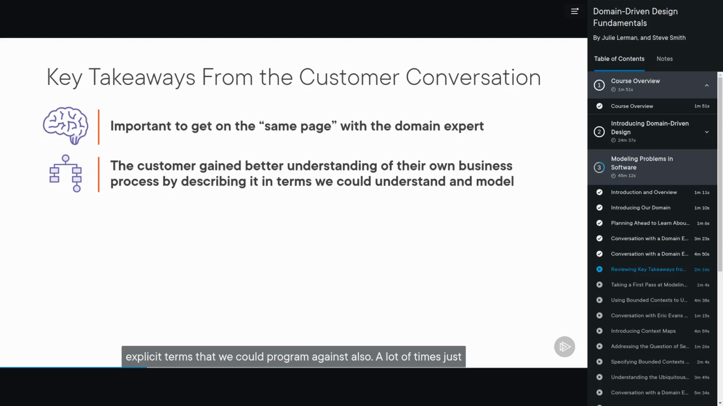A lot of times, just describing the process to someone who's unfamiliar with it can really help improve the understanding of it. It's like that idea that when you have to teach something to someone else, it makes you learn it a lot better. Listen to what Dr. Smith had to say at the end of our conversation about this.